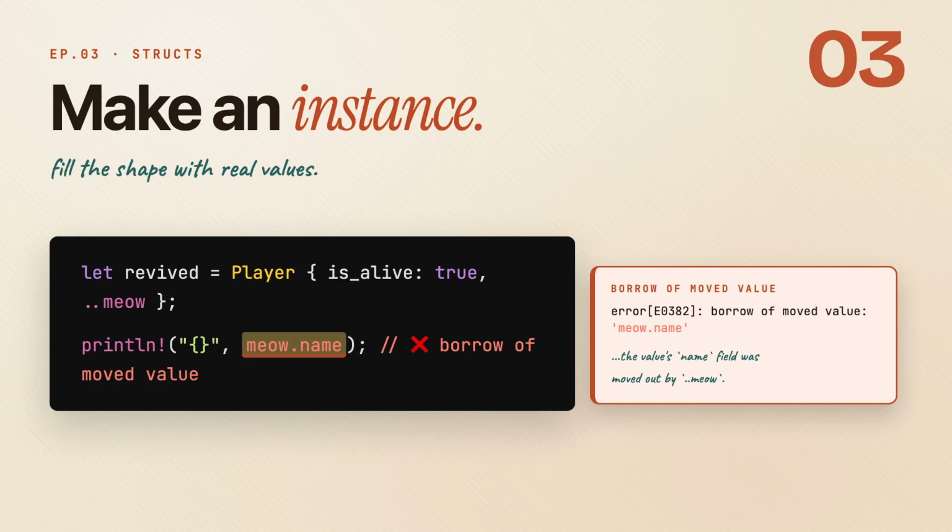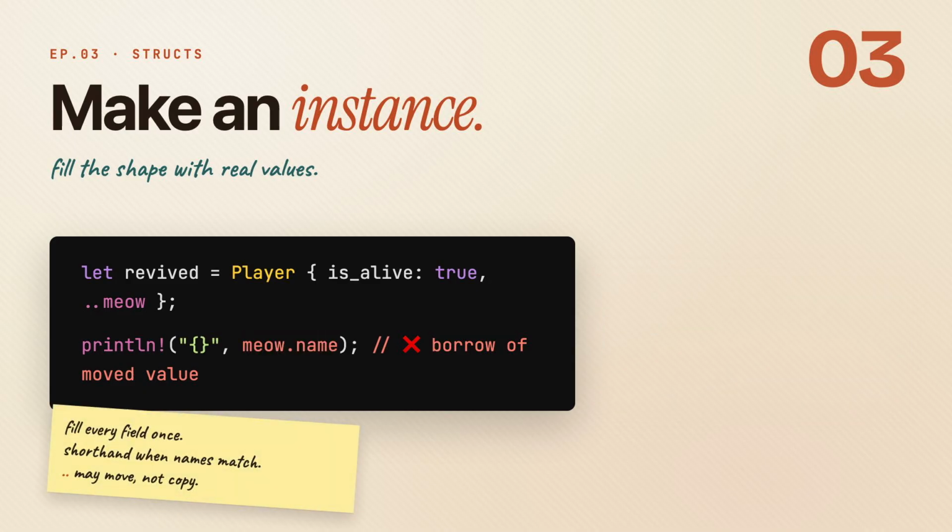Now there's one important catch with this. The two dots actually move the non-Copy fields out of the old value. The player's name is a String, and String moves. So after this, you cannot use meow.name anymore. It is gone. If every field were to copy, not move, then it would be fine, otherwise you have to plan for it. Now the thing is, you fill once, use shorthand when the names match, and two dots to take the rest from another value. And remember, the rest may move, who knows?